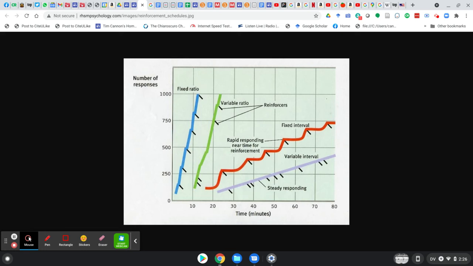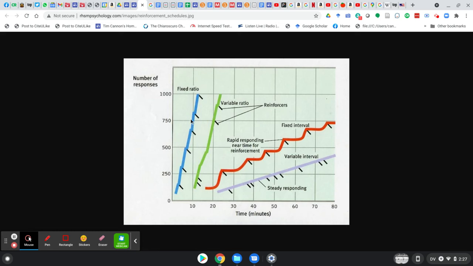So you must know the 2x2, you must know the 4 schedules, you must be able to describe them in English, you must know that the first schedule was an FI 1 minute, and you must be able to describe the pattern of responding that the animals exhibit. One last thing.